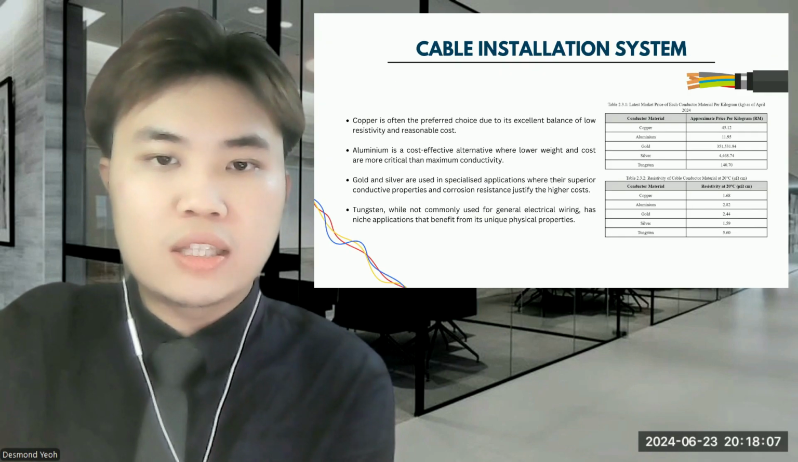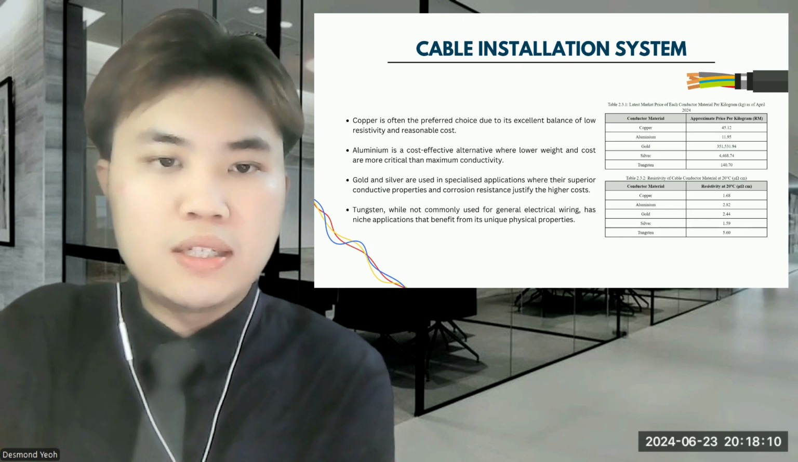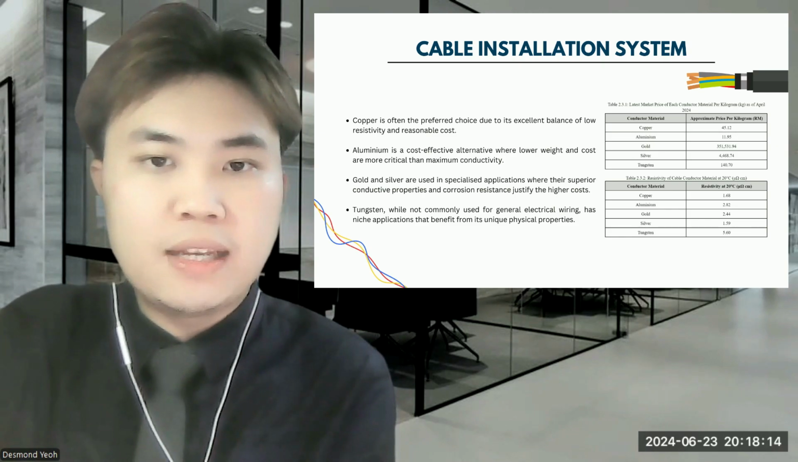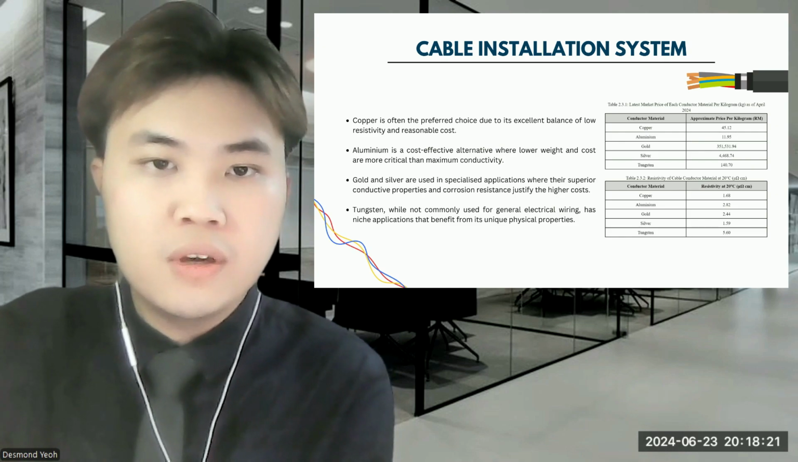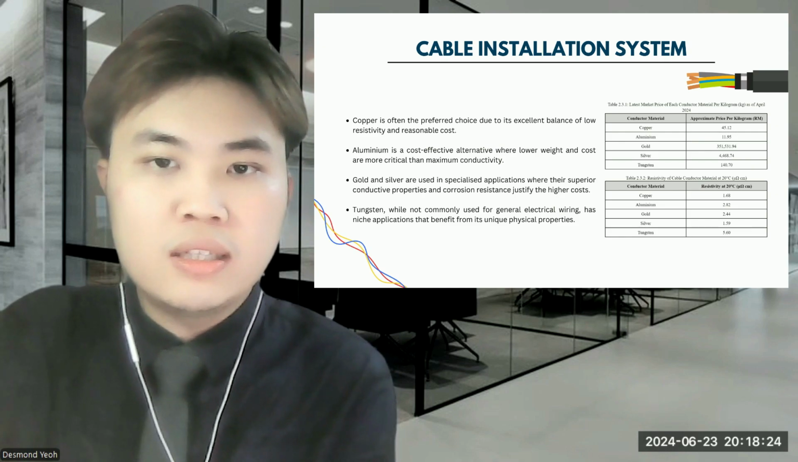When it comes to designing the conductor material for our cable installation system, copper is often the preferred choice due to its excellent balance of low resistivity and reasonable cost. Aluminium is a cost-effective alternative where lower weight and costs are more critical than maximum conductivity.